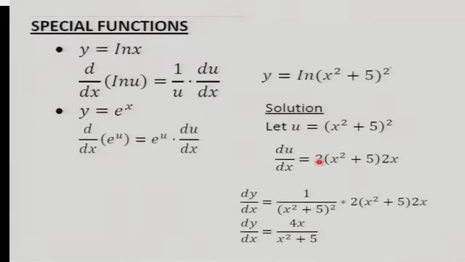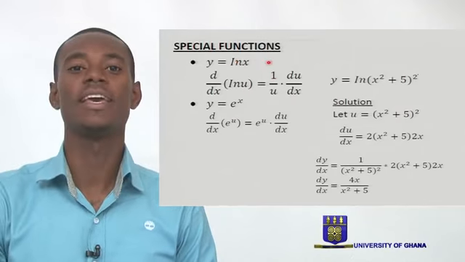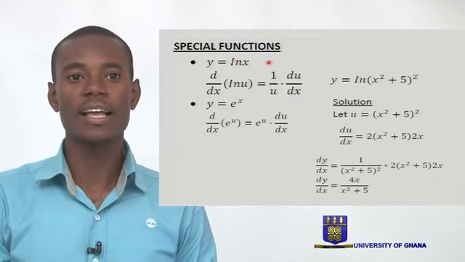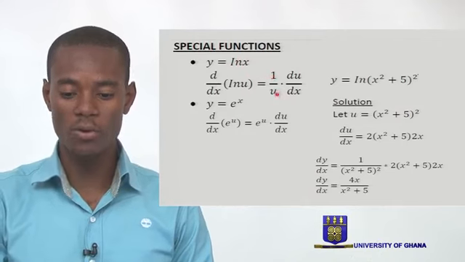So here, what do I do? I take this power, I bring it to the front, and then I reduce the power by 1, isn't it? I keep the inner function, I do nothing to it, and then I multiply by the derivative of the inner function, which is 2x. Now, if I differentiate x squared, I get 2x. This 5 is a constant, it goes away. Good. So this becomes my du dx. Now, I multiply it by 1 over u. Like I said, the natural log of a function is 1 over the function.